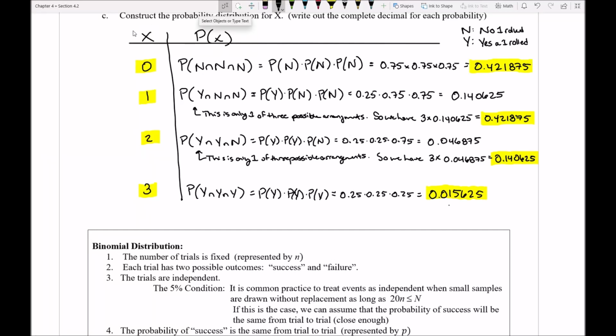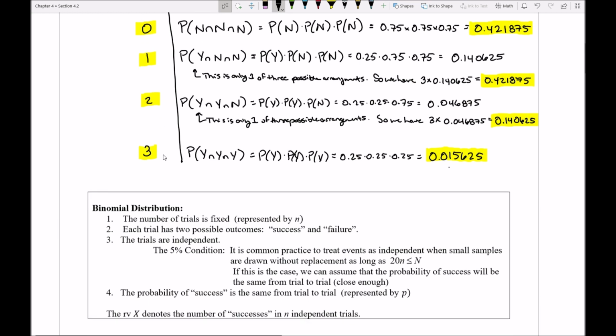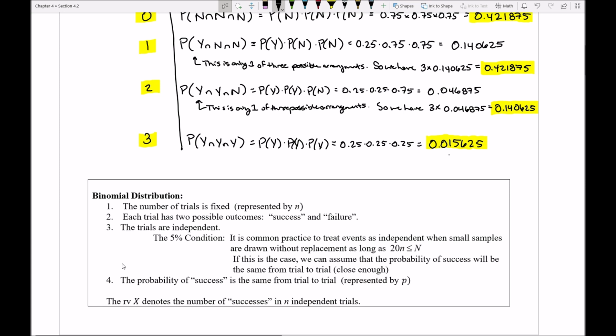So in the last video, we constructed this table up here. It took a long time to create this. But what we can see is that this table here fits the description of what we would call a binomial distribution. So here are some of the properties that allow us to state that something is binomial. These are the identifying properties.